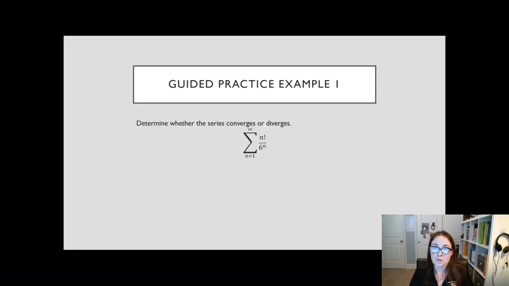These are really great for problems with factorials, which is what that exclamation point is right there. So keep that in mind. If you see a factorial, I almost always instantly go to the ratio test when there's a factorial in there. Okay, so we're going to set up that limit, the n plus 1 term over the nth term. And I'm going to have to simplify this. So I flip the bottom fraction and multiply.